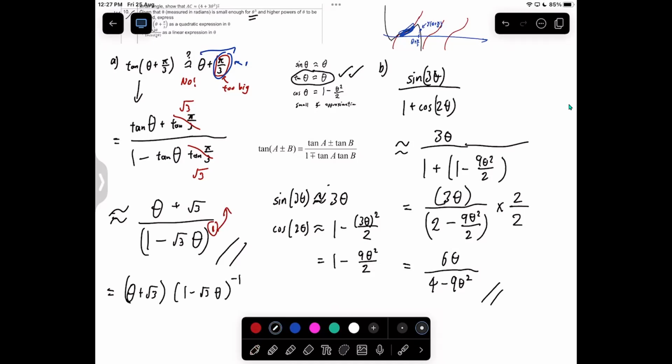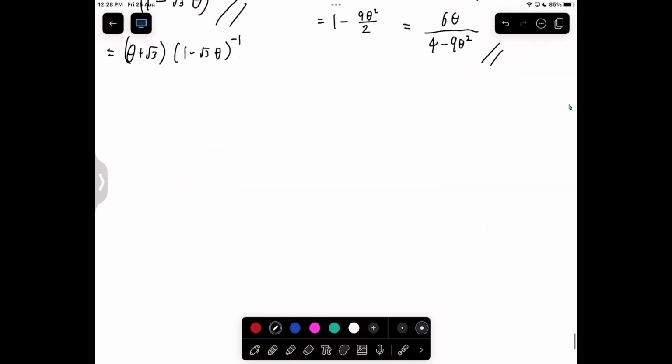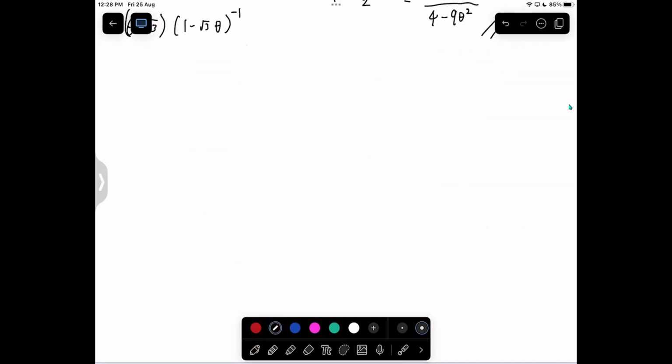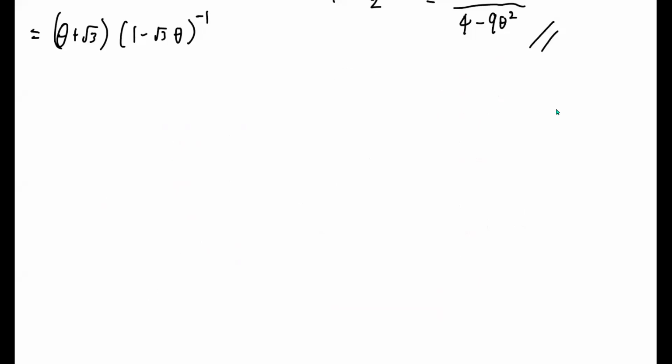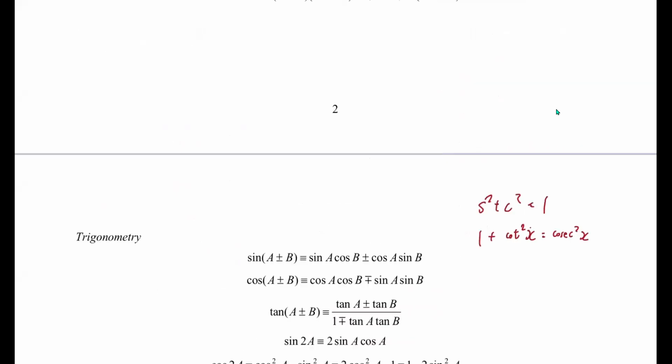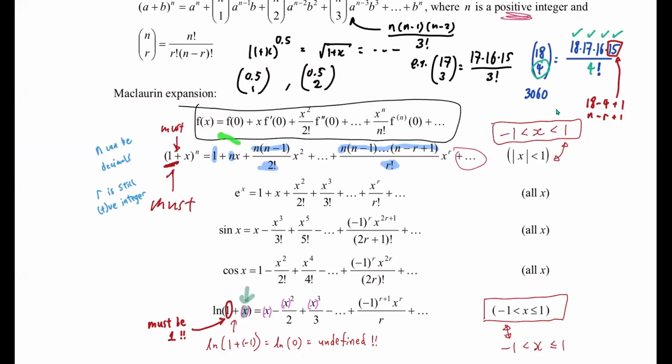Okay, so sorry, I have to go back to part A. It's incomplete. I need a quadratic expression. What they mean is this 1 minus root 3 theta, power negative 1. We actually need to use the MF26, in particular this formula here, 1 plus x power n.